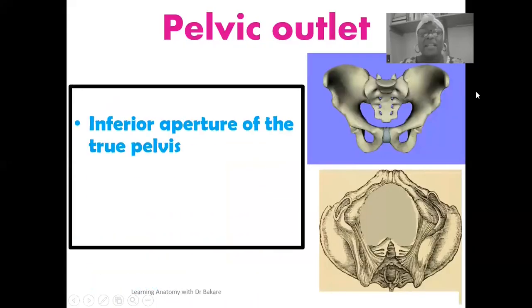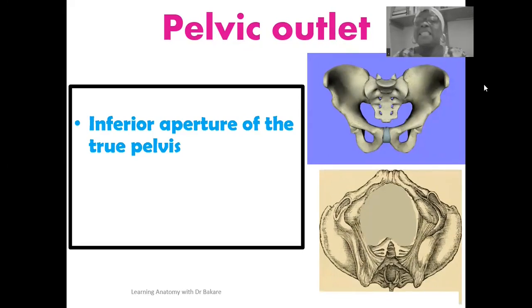So the pelvic outlet, we say it is the inferior limit of the true pelvis. If you try to use this image up here for illustration, this is the pelvic bone. And within the pelvic bone, we have a space that is referred to as a pelvic cavity. And this pelvic cavity is further subdivided into two at this level here that is carved out in dotted red. And this is what is referred to as the pelvic brim.